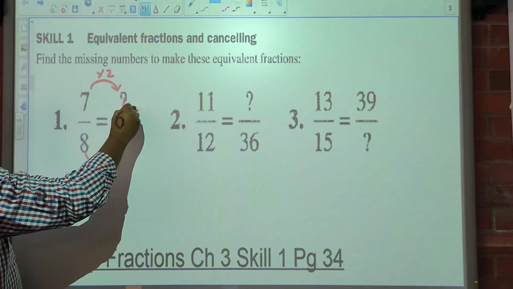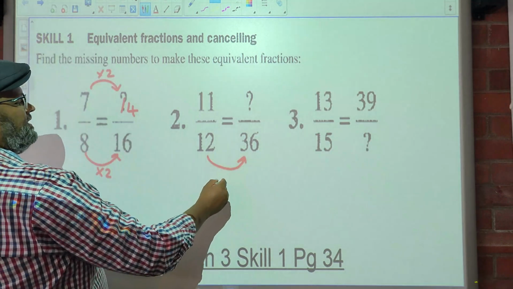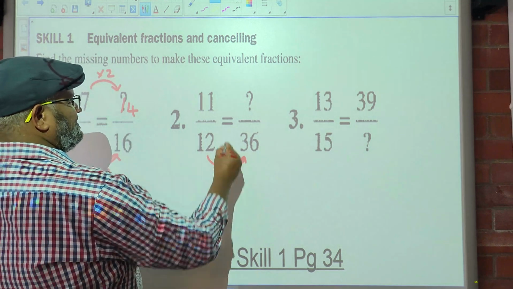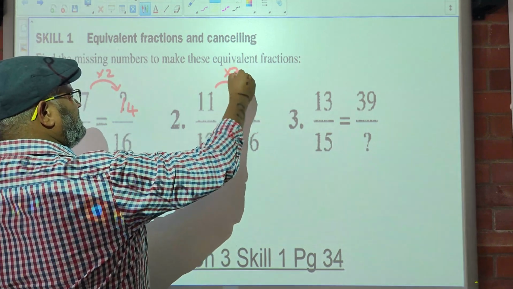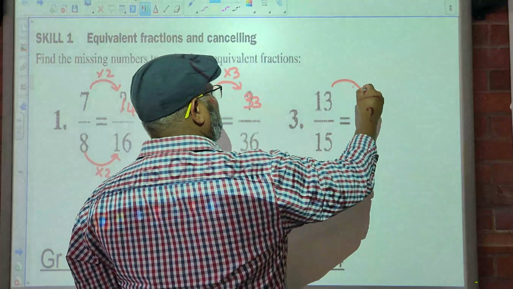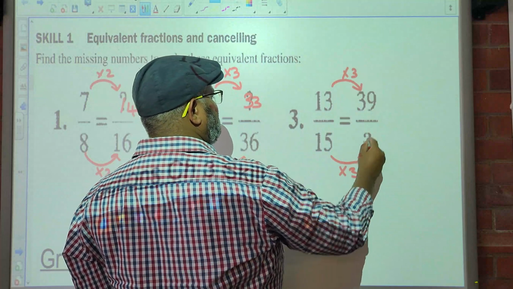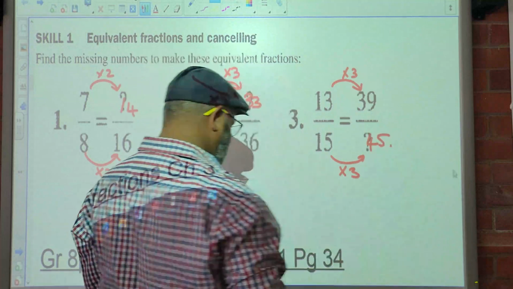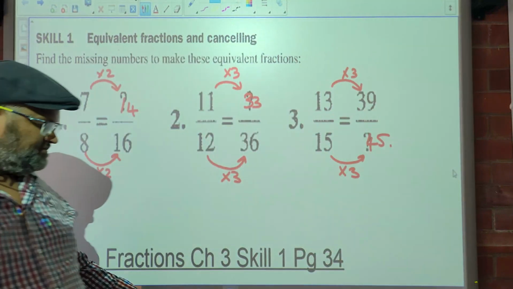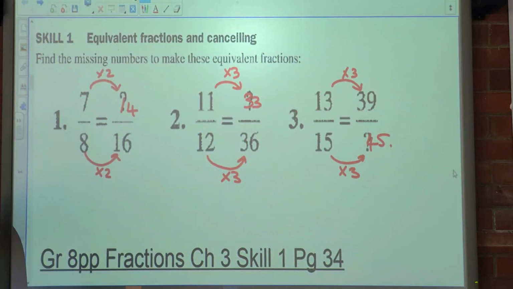This answer is 40. How do I move from 12 to 36? Multiply by 3. If I multiply that by 3, I get 33. From 13 to 39, multiply by 3. 15 times 3 is 45. See any confusion there? No. Okay.